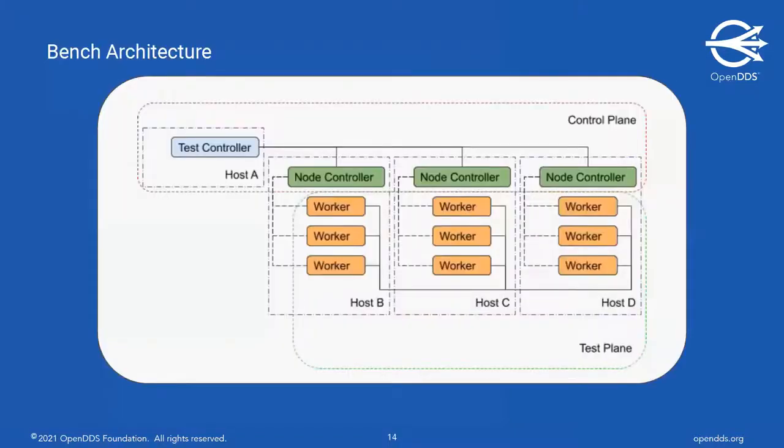For those who like visuals, here's a diagram of one potential test execution environment. Here you can see there's 4 different machines, A, B, C, and D. B, C, and D are all running instances of the node controller, and each node controller has spawned 3 worker processes. The worker processes are all talking to each other on the DDS test plane, while the node controllers are all talking to the test controller running on host A via the control plane.